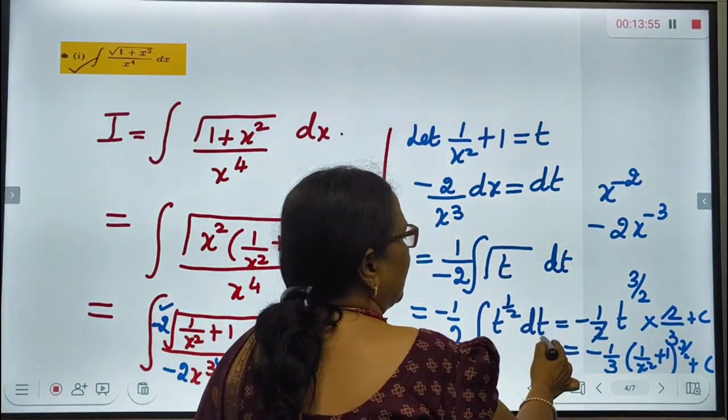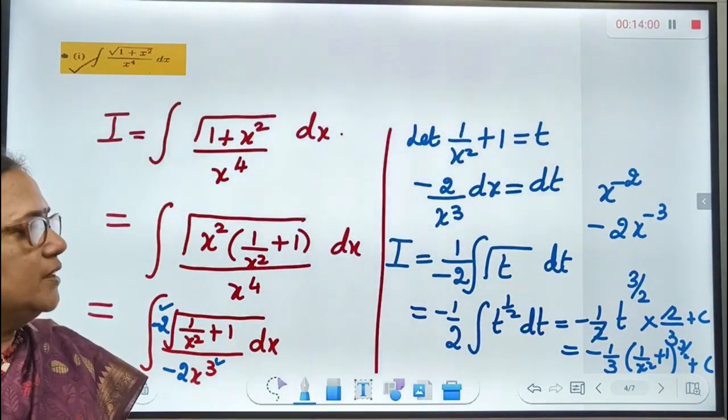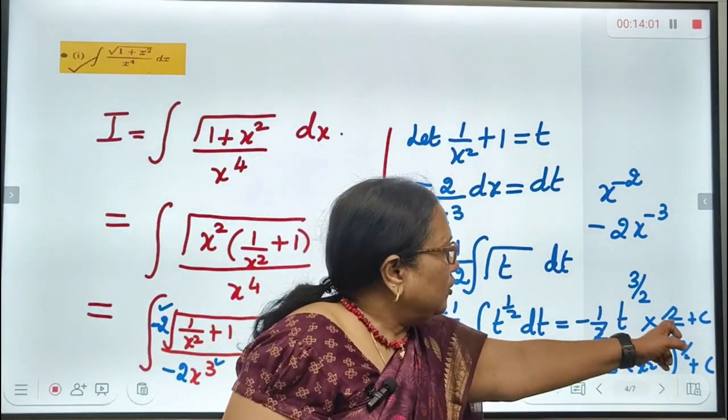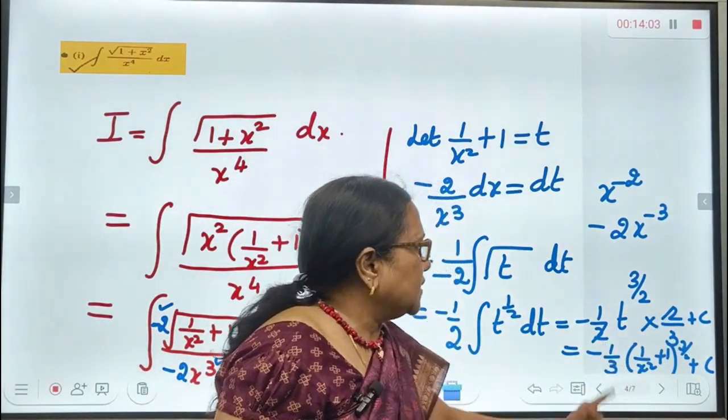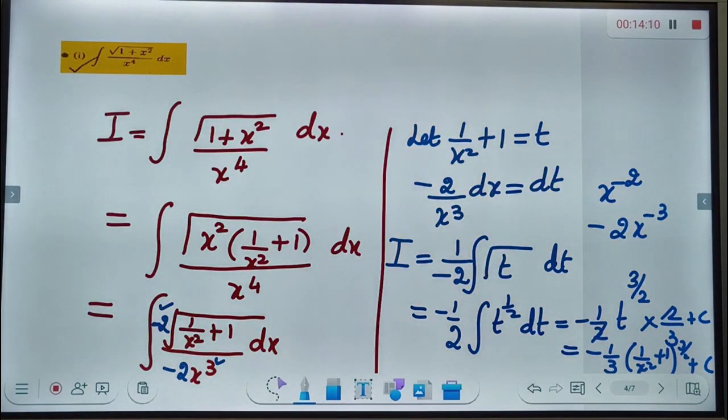T power half, if I integrate, I will get t power half plus 1 by half plus 1, which is 3 by 2 by 3 by 2. When I bring the 3 by 2 to the numerator, I get 2 by 3, 2 gets cancelled. Substitute back for t as 1 by x square plus 1. Is it clear?